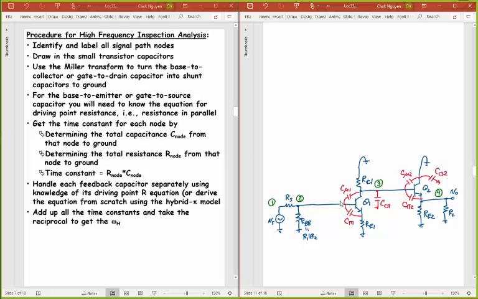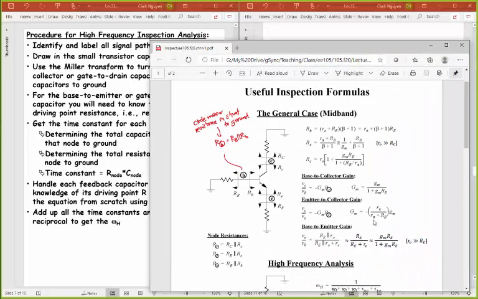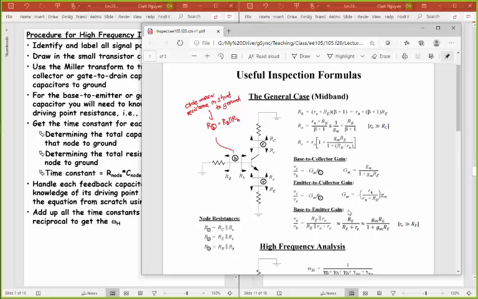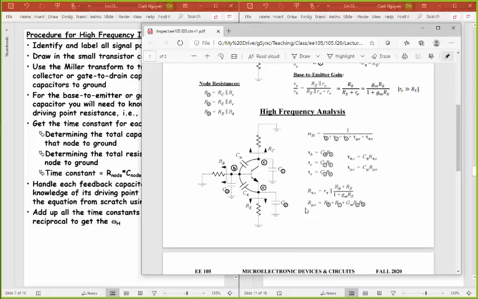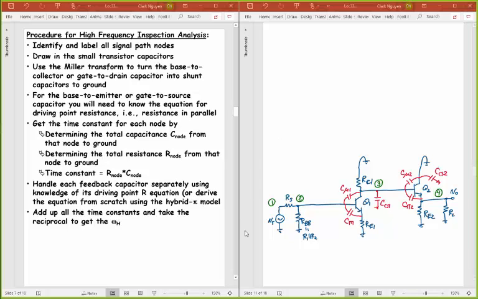For C mu 1, I would have to memorize the equation for the driving point resistance. That equation is right here in your small signal formula sheet. I have that memorized, but if you don't, you didn't need to, because you can convert it to a Miller capacitance, use the Miller transform, and then you don't have to memorize anything.